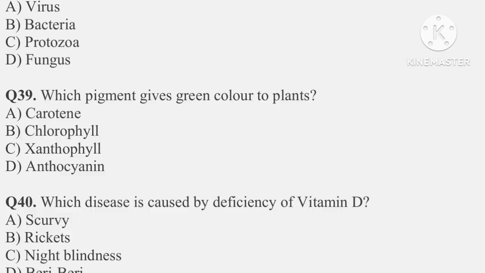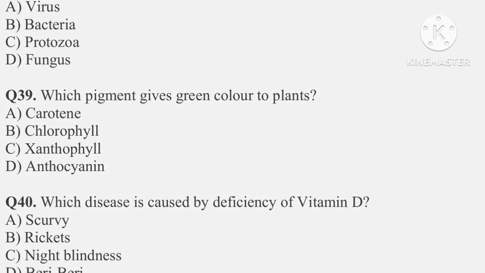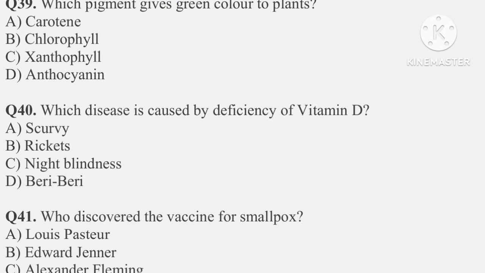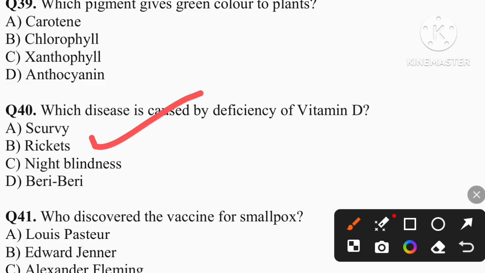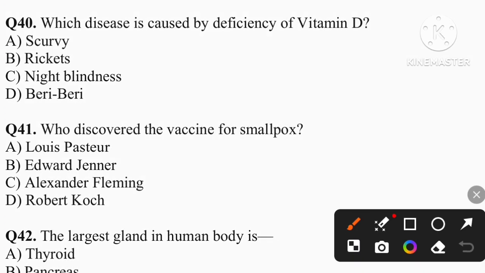Question number 39. Which pigment gives green color to our plants? So the answer is option B, that is chlorophyll. Question number 40. Which disease is caused by deficiency of vitamin D? So the answer is option B, that is rickets. Question number 41. Who discovered the vaccine for smallpox? So the answer is option B, that is Edward Jenner.